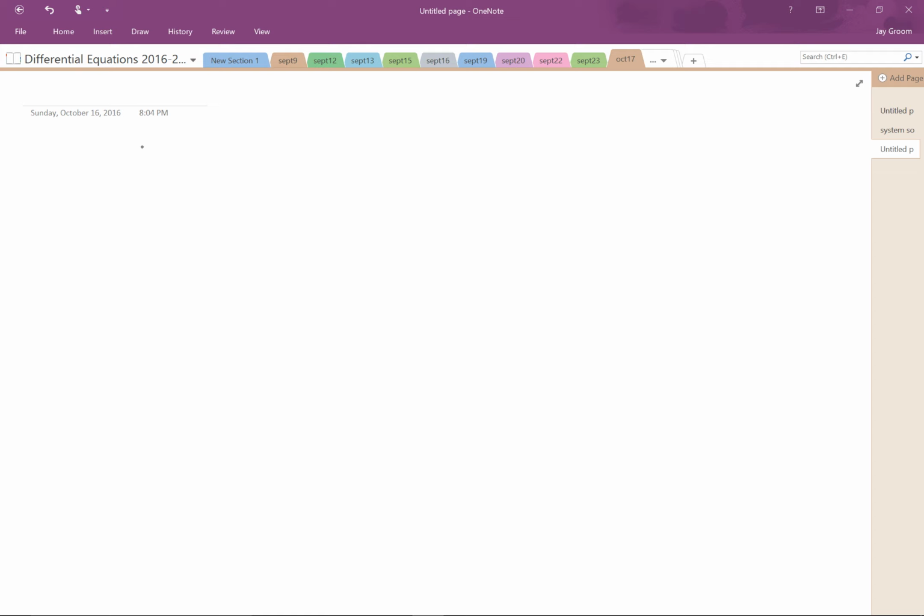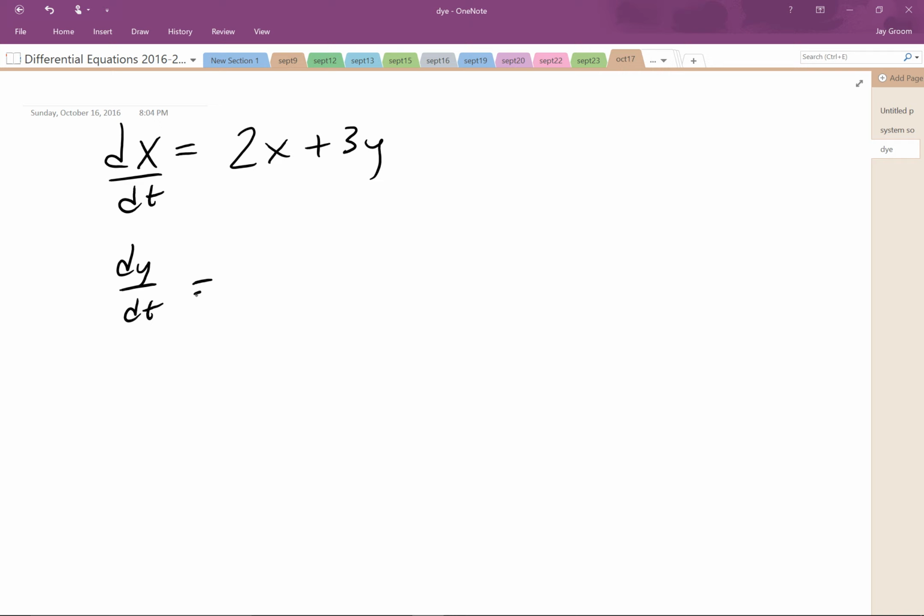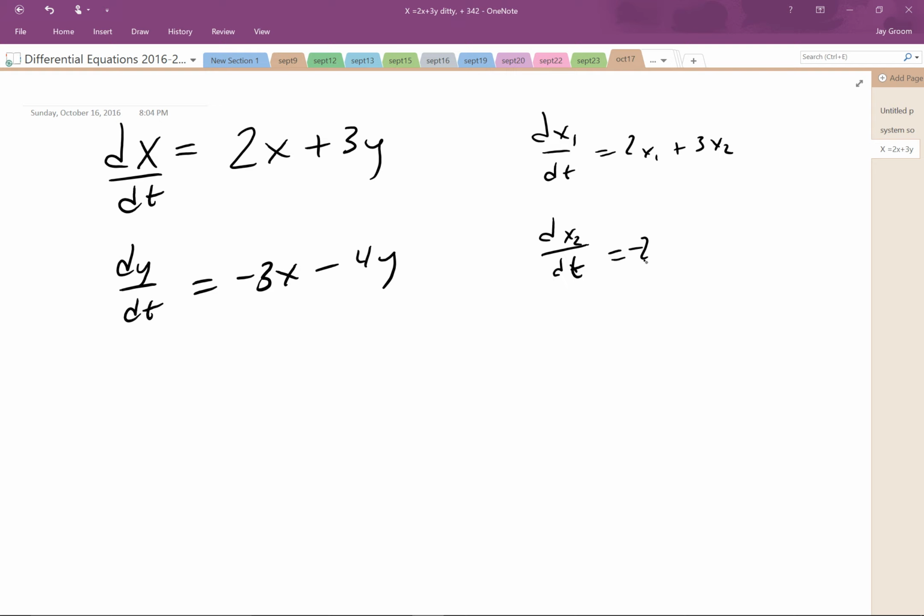So the game is this. As we mentioned the other day, you're going to have dx/dt equal to 2x plus 3y, and dy/dt equal to something similar. A lot of books will do it as dx1/dt equal to 2x1 plus 3x2, and dx2/dt equal to negative 3x1 minus 4x2. Your book, for whatever reason, decided to use y instead. I don't really care, but the basic gist of it is this.